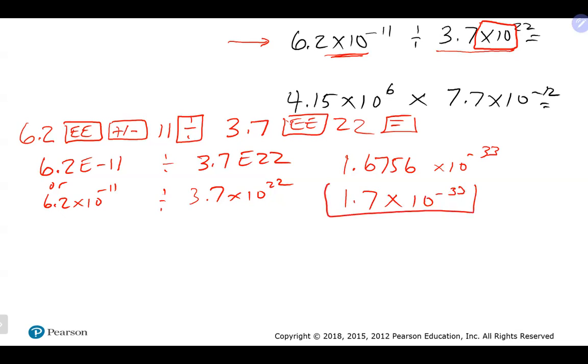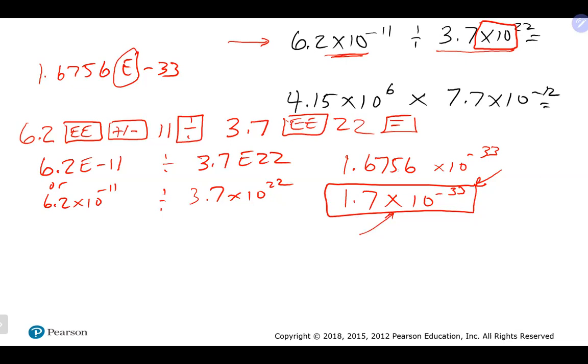So to answer the second part of your question, this is the proper way to record an answer in scientific notation. Now, if your calculator gave you something like 1.6756 E minus 33, that is not the right way to report an answer in scientific notation. You should never write the E when you're given an answer. You should always convert it into the times 10 part.